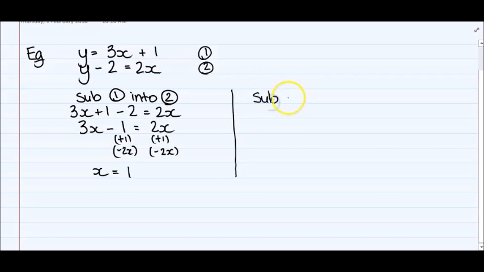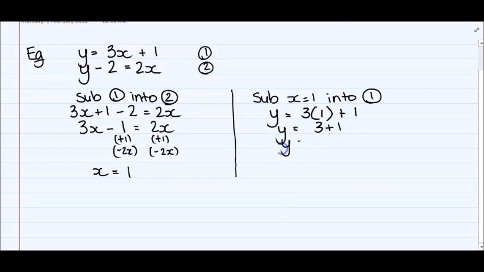So sub x equals 1 into, I'm just going to put it straight into equation 1. It does not matter which equation you put it into. You will end up with the correct answer. Notice how I put the substituted value in brackets. That's something I've talked about before. Just helps you keep track of things, makes it a little bit neater. So 3 plus 1, I'm doing every line of working here, equals 4.